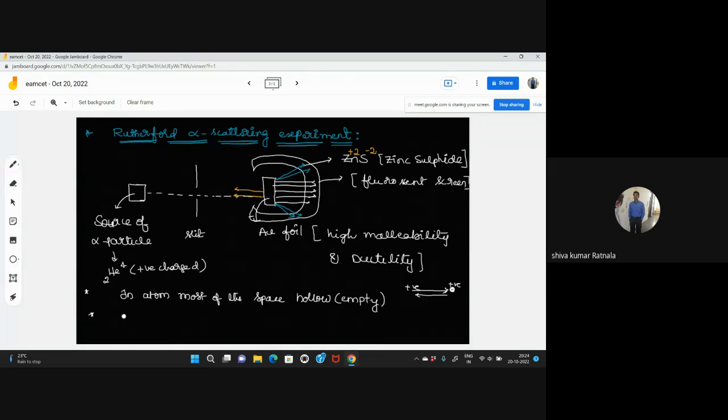And next, the positive charge is concentrated at the middle of the atom, in a small region called the nucleus. So he was the first person who described the nucleus.